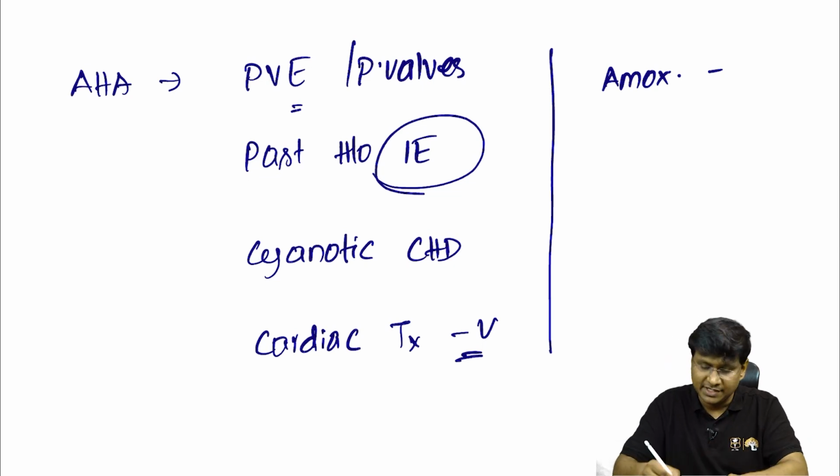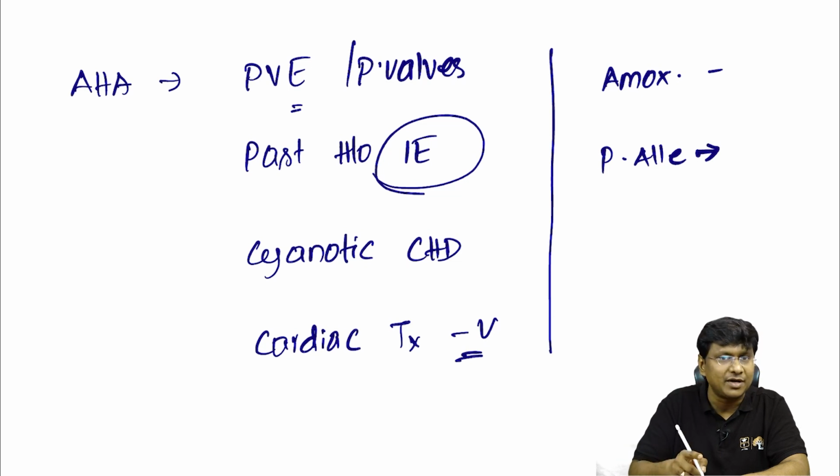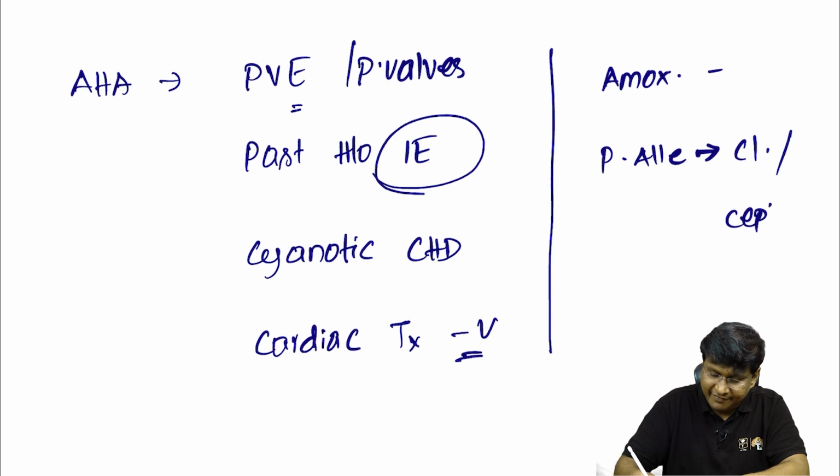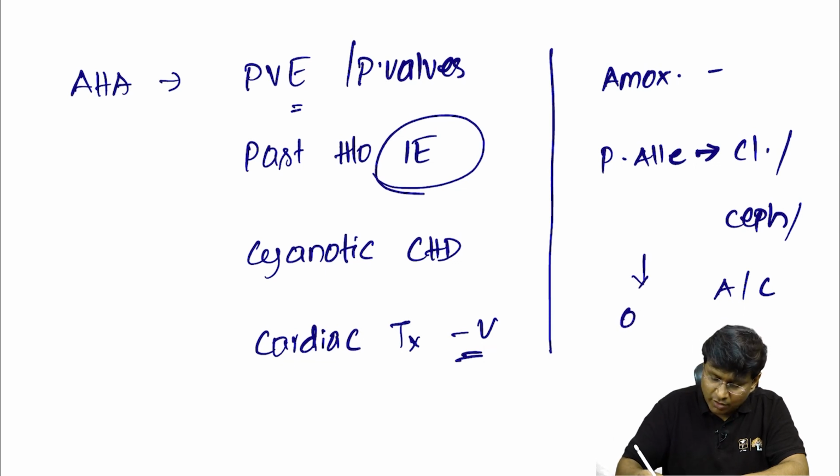Now the point is, if the individual is allergic to penicillin, then the oral antibiotic that can be given is clindamycin, or you can give cephalexin, or you can give azithromycin or clarithromycin. So these are the oral formulations.